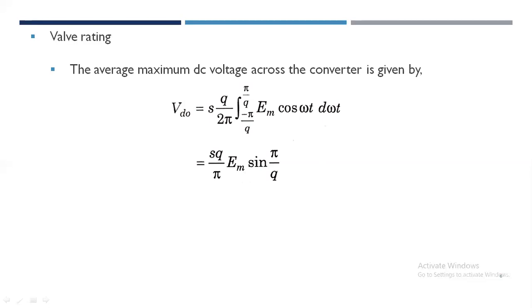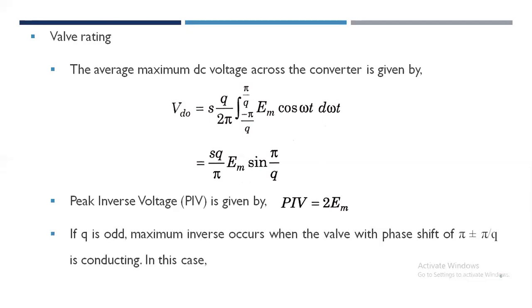The peak inverse voltage PIV across a valve can be considered as PIV equal to 2 into Em. Suppose that Q is odd. The maximum inverse voltage occurs when the valve with the phase shift of pi plus minus pi by Q is conducting. In this case the peak inverse voltage becomes 2 into Em cos of pi upon 2Q.